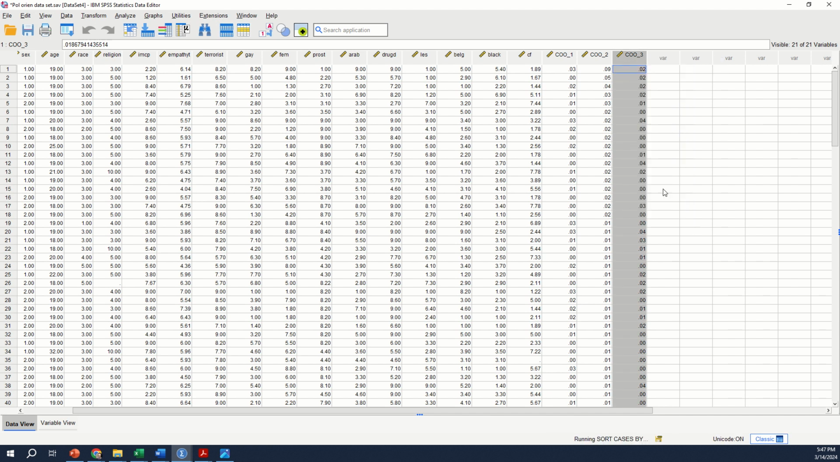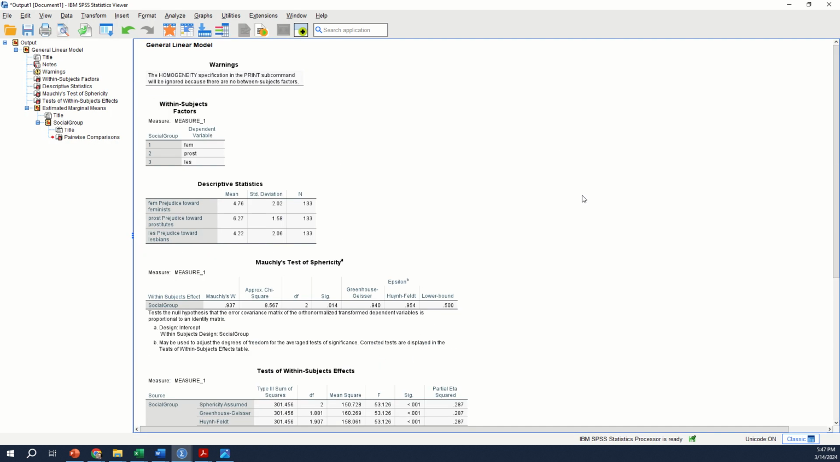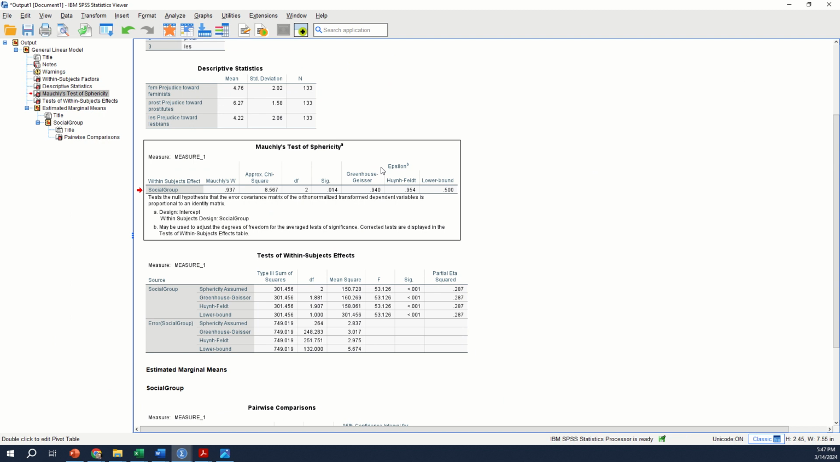And then for the third outcome here, we sort descending, and we see a nice gradual decrease. So the Cook's D values all look okay. There don't seem to be any suspicious participants, any potential outliers here for the analysis. So we can go back to the output, and we'll take a look at Mauchly's tests of sphericity.